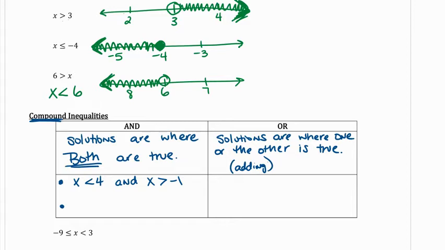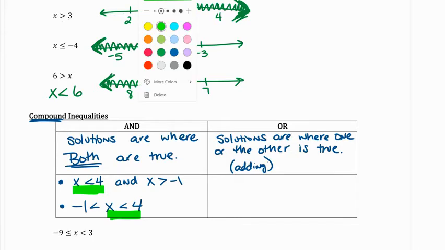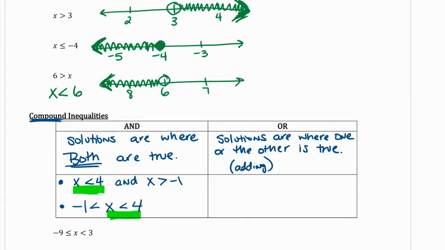Normally you'll see an and inequality written like this. You'll see it all as one inequality with the x in between. Okay. So if you read this, we had x is less than 4 and x is greater than -1. Here's my x is less than 4. That's the same as that piece, right? And then I also have this part, and if I read that backwards, x is greater than -1, which is like this part. So you have both of the parts in one.